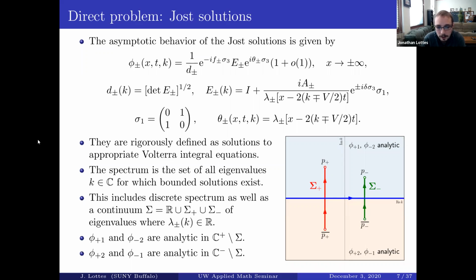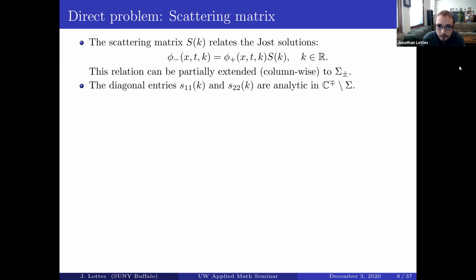And then as you go through these Volterra integral equations and study them, it's standard to see that the first column of phi plus and the second column of phi minus are analytic in the upper half plane off of the continuous spectrum, and the reverse in the lower half plane. The second column of phi plus and the first column of phi minus are analytic in the lower half plane. If you're on the real axis, that's the only place where all four Jost solutions are defined generically. And so you have two fundamental matrix solutions.